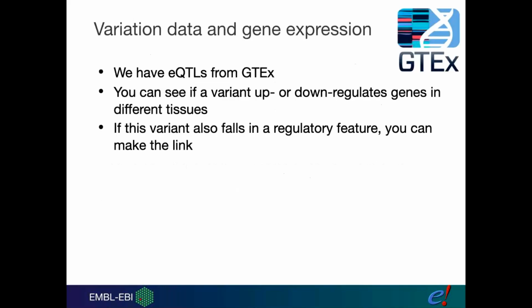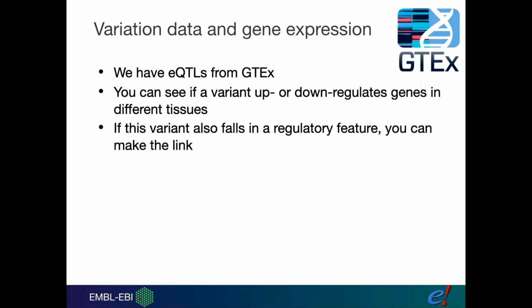Another thing we have, which is really cool, is variation data linked to gene expression. So we have expression QTLs from GTEx. So you can see if a variant up or down regulates genes in different tissues. So if you can see a variant that upregulates a gene, it falls in one of Ensembl's regulatory features, you can make a reasonable inference that that regulatory feature, even if it's a trans-acting one such as an enhancer, is regulating that gene.